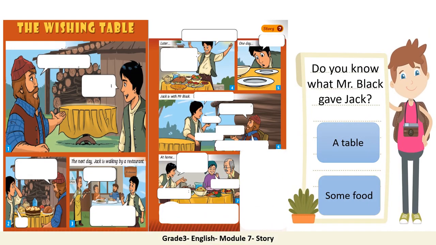Now, my lovely students, after you watched the story, can you answer the question? Excellent! So Mr. Black gave Jack a table.